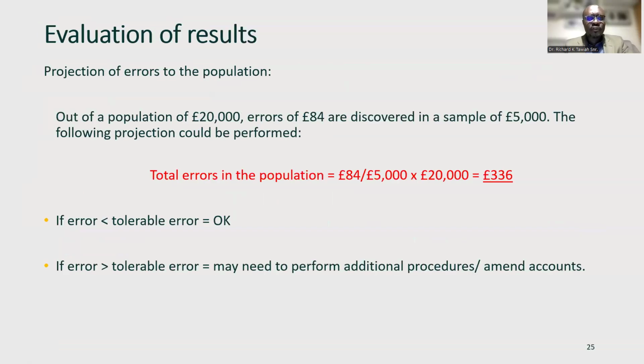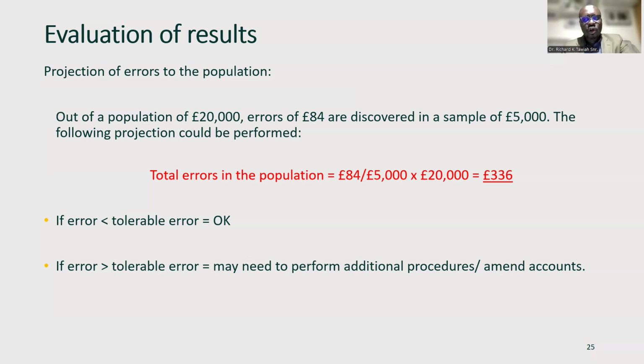Now, the evaluation of the results. This one is just for knowledge purposes. It is the projection of errors to the population. Let's say that out of a population of 20,000, errors of 84 pounds were discovered in a sample of 5,000. The following projection could be made. Express the 84 as a percentage of 5,000, and then multiply it by the 20,000. So you might just think that it's 336 errors that could occur.